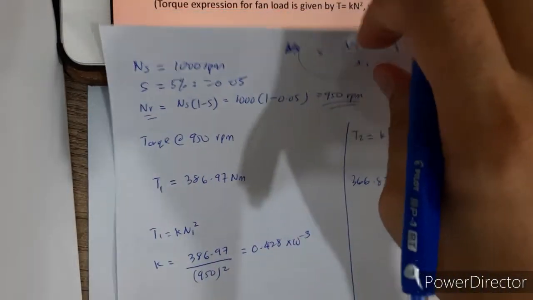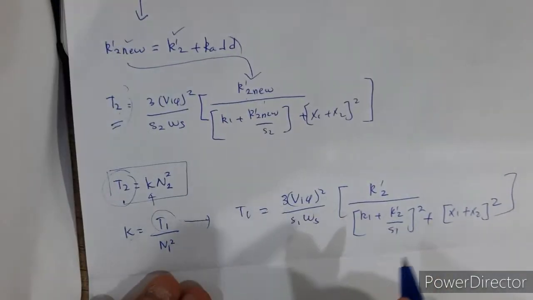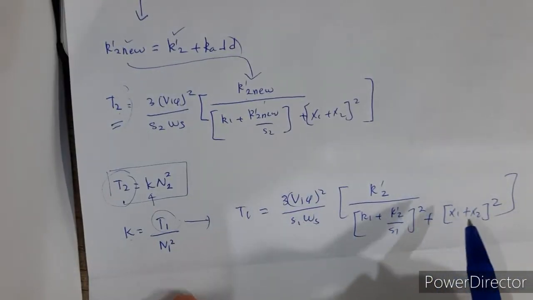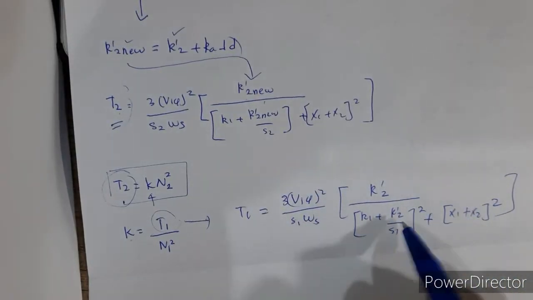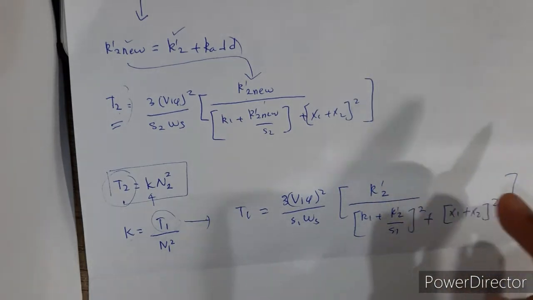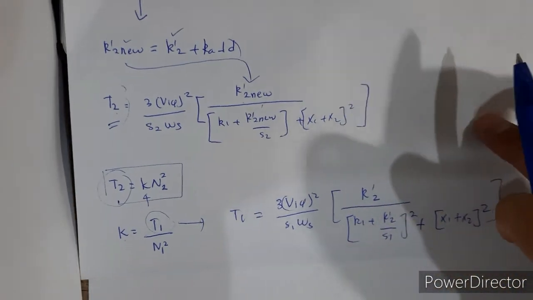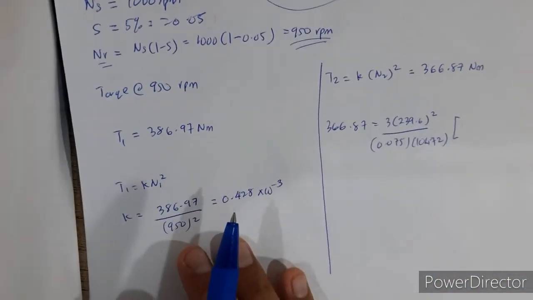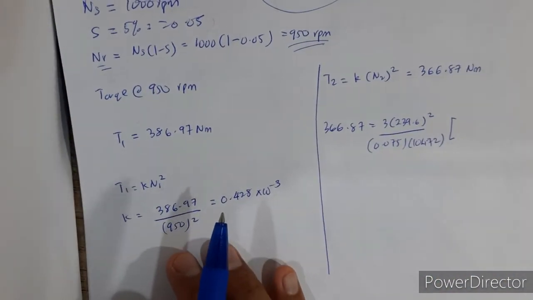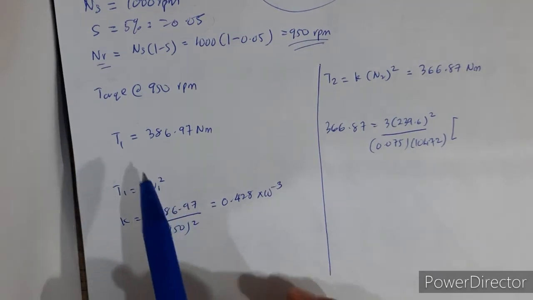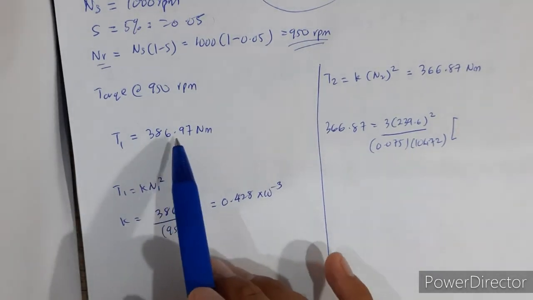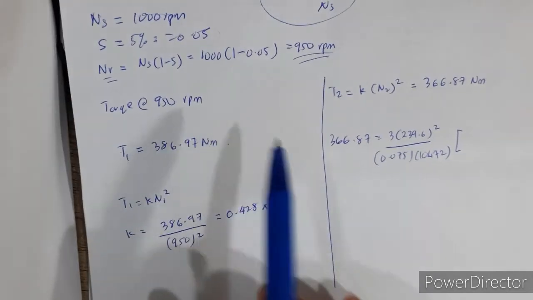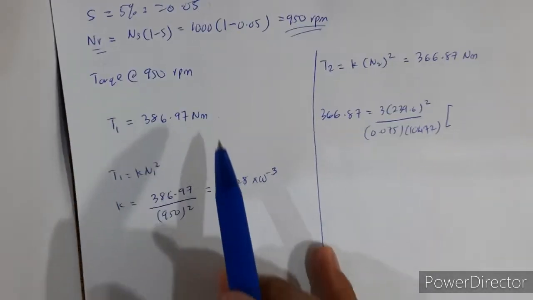You can use this equation. T1 equals to, or this one. Whichever parameters are not given, you can neglect them. For example R1, X1, all can be neglected. And then the answer is 386.97 Newton meter. From this one you can determine K.